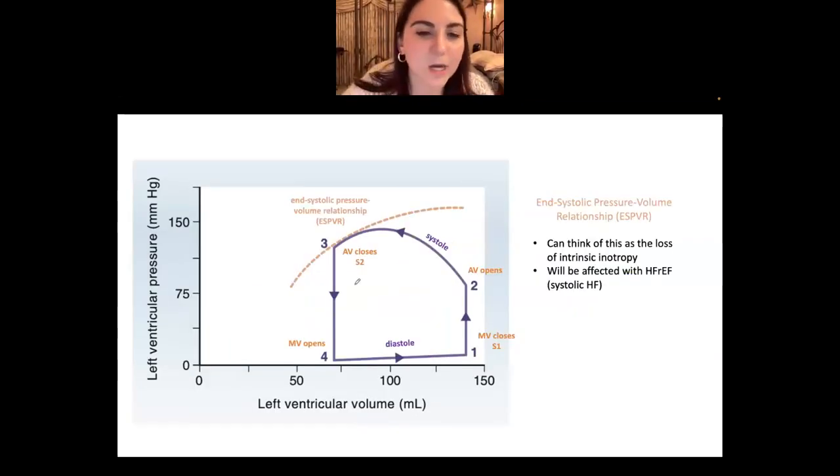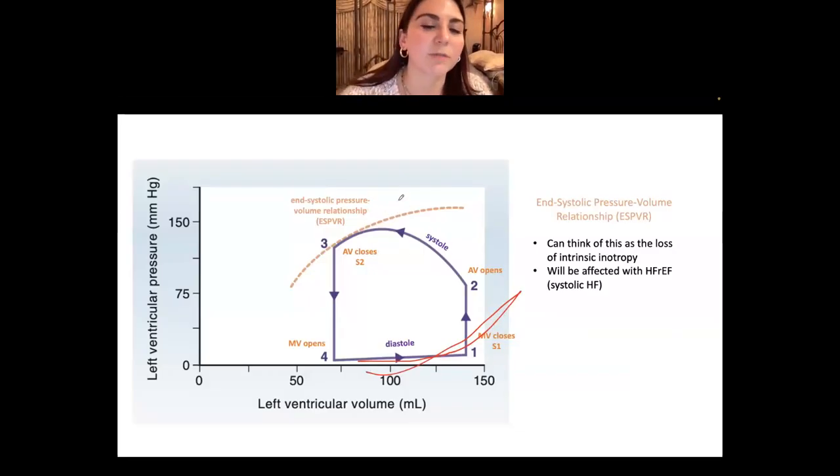And then the last thing I want to talk about before I go into the ones I wanted to talk about with heart failure is the end systolic pressure volume relationship. So it's called an ESPVR. Costanzo doesn't have the end diastolic pressure volume relationship, which is where sometimes you'll see the line going like this. But I'll show it on another slide.